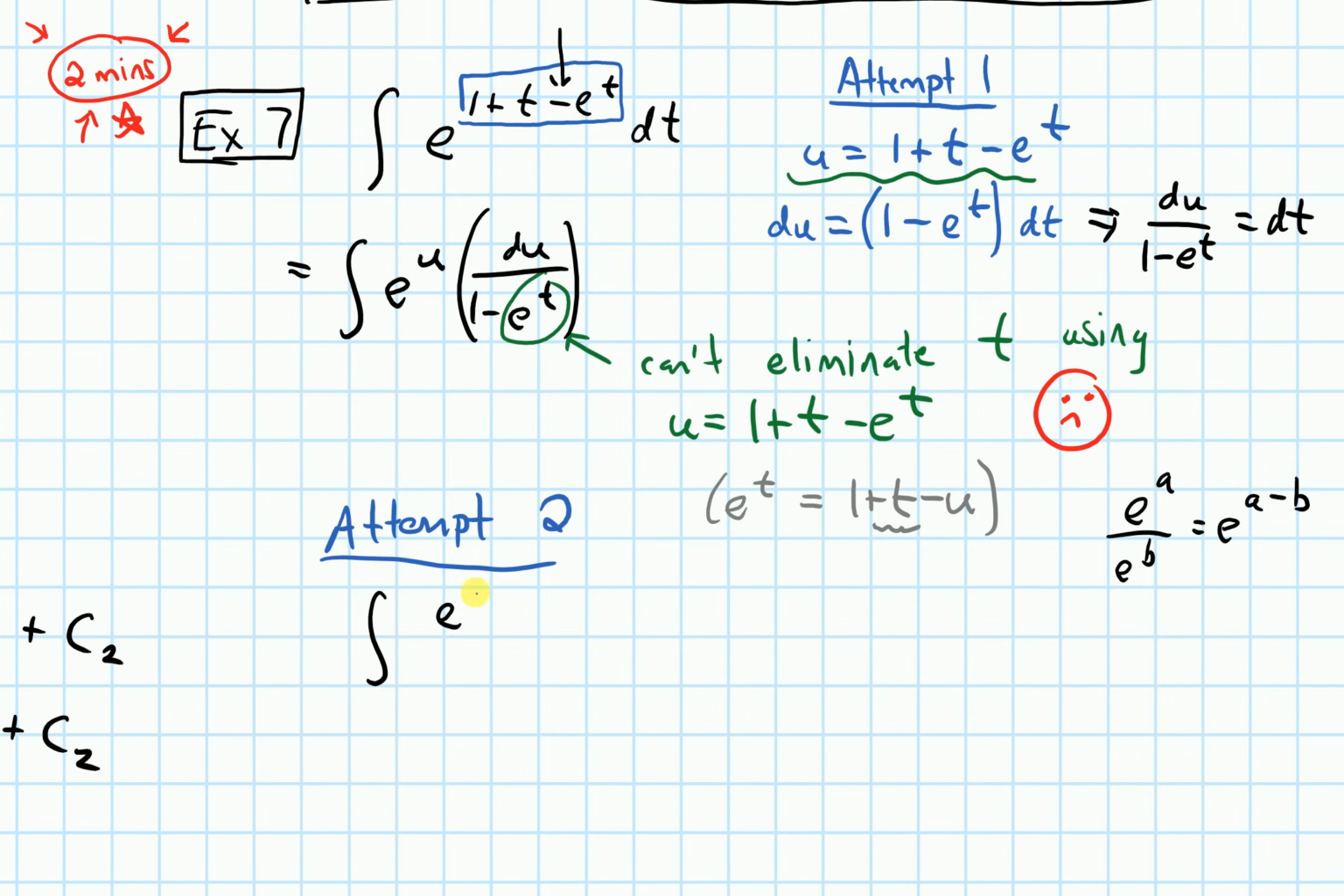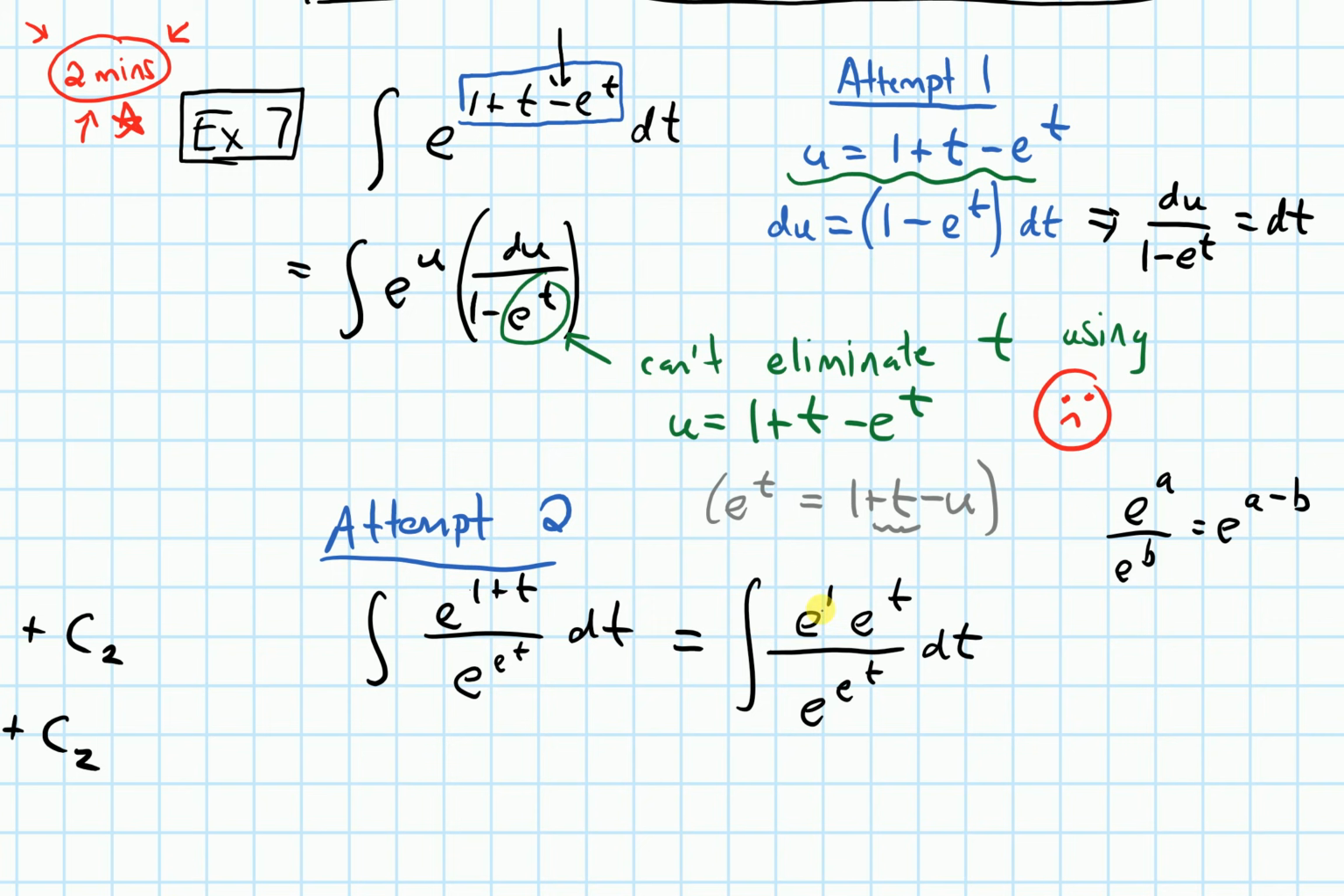Let's rewrite it as e to the 1 plus t over e to the t dt. Okay, and then I can use an exponent property on e to the 1 plus t as well. The addition in the power means it came from a multiplication. That's e to the 1 times e to the t, and then all over e to the t dt. Okay, so we're making some progress.